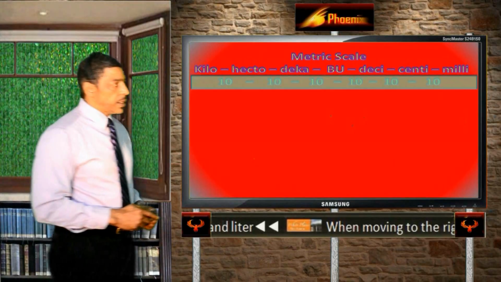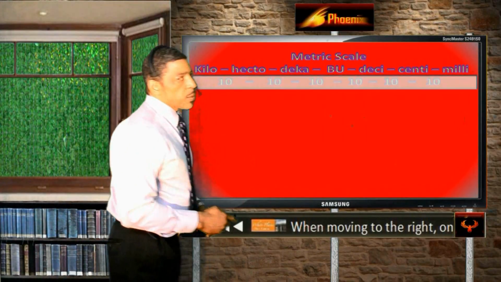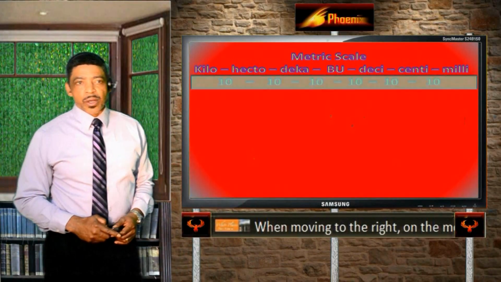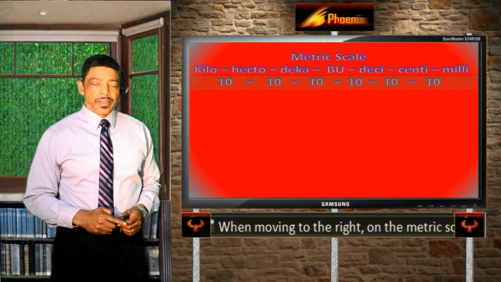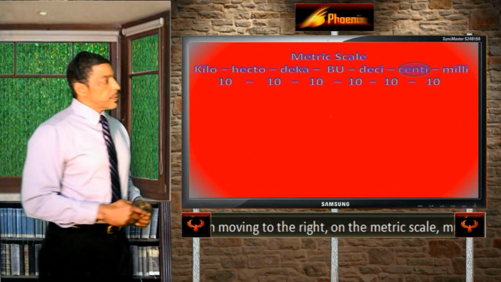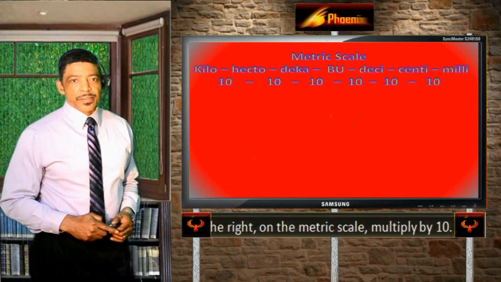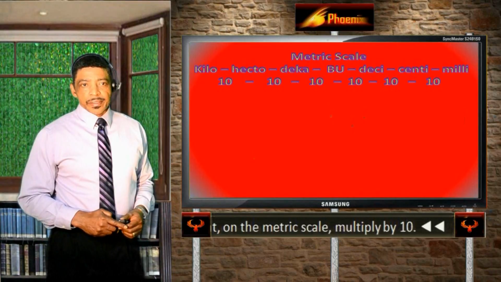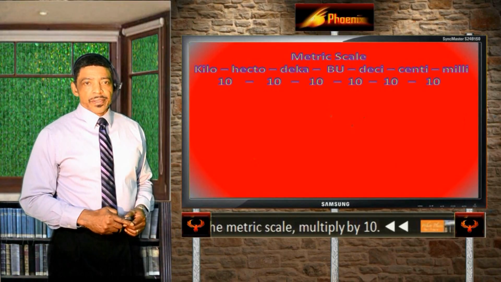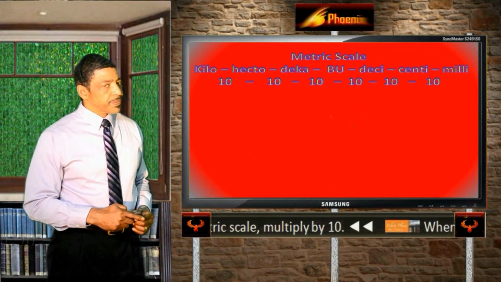Each move to the right on the scale represents a 10 times smaller amount than the previous amount. For example, centi amounts are 10 times smaller than deci amounts. So when converting deci amounts to centi amounts, multiply by 10.